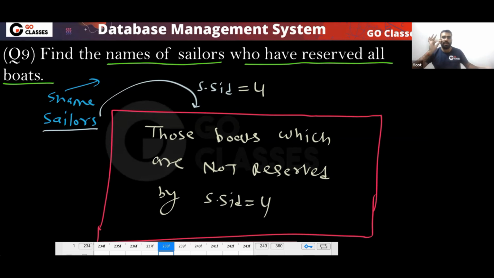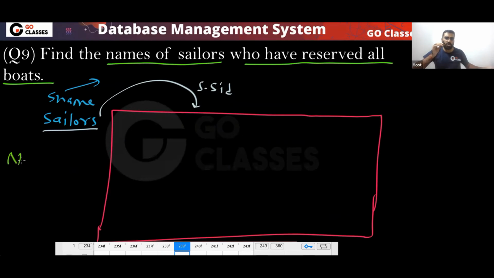Those boats you find. I want this to be empty or not? This should be empty. So I can put not exists. Agree or not? Yes or no? Is this clear? Step by step, I am telling you, I want this to be empty. So this type of boat should not exist.